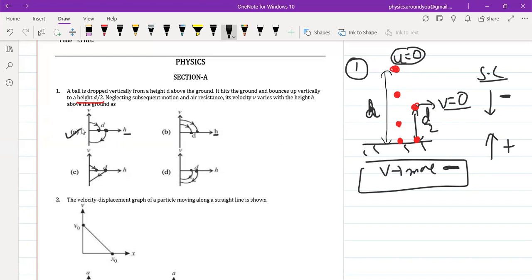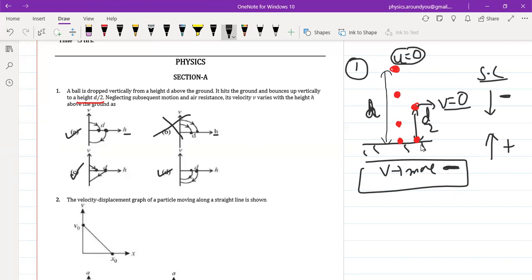So A satisfies, C satisfies, B absolutely doesn't satisfy because at h equal to d, it is showing a weird journey. Both arrows are pointing the same way. At h equal to d, again, velocity is becoming more and more negative. So A, C, D, one of these might be the right choices. How can I further eliminate?